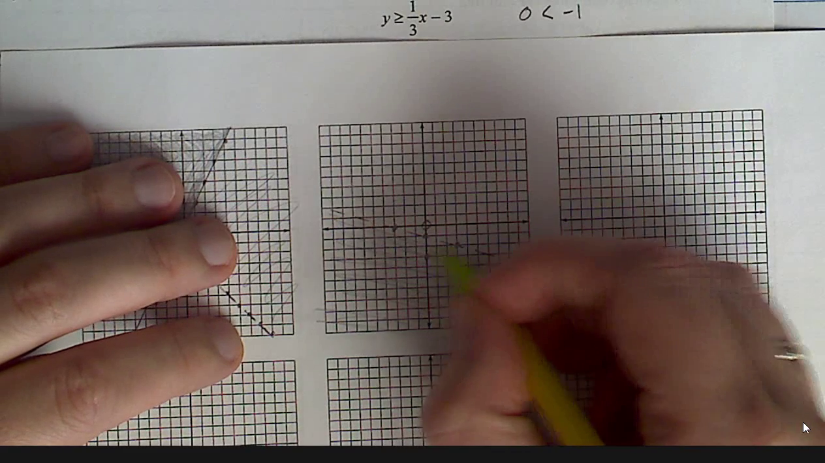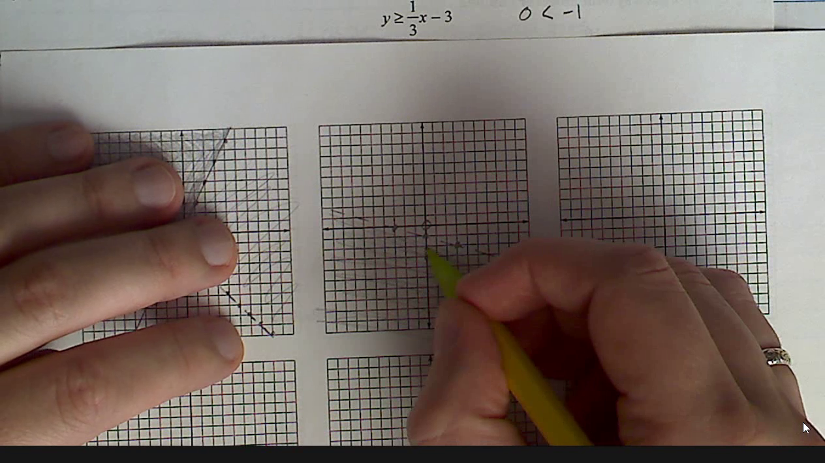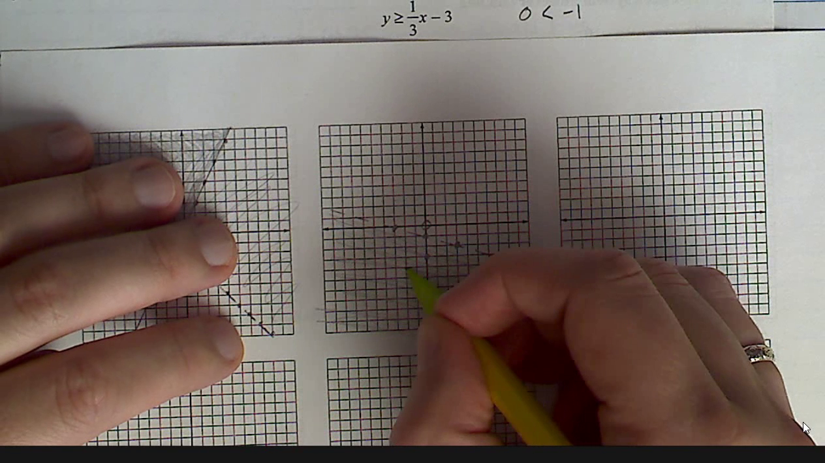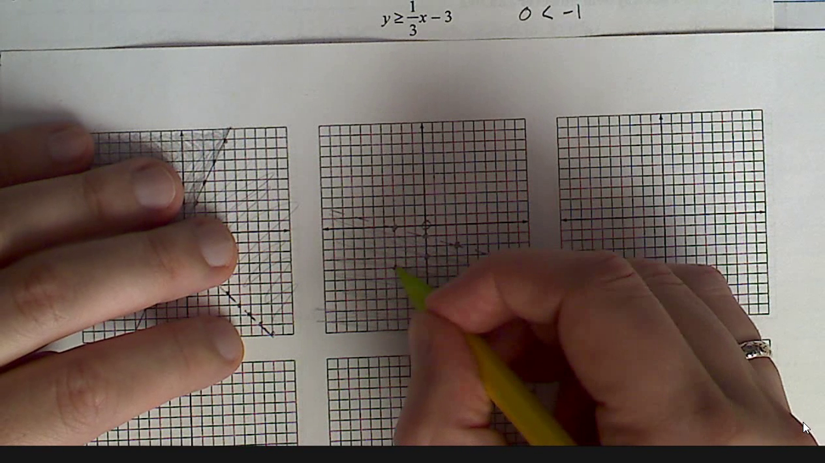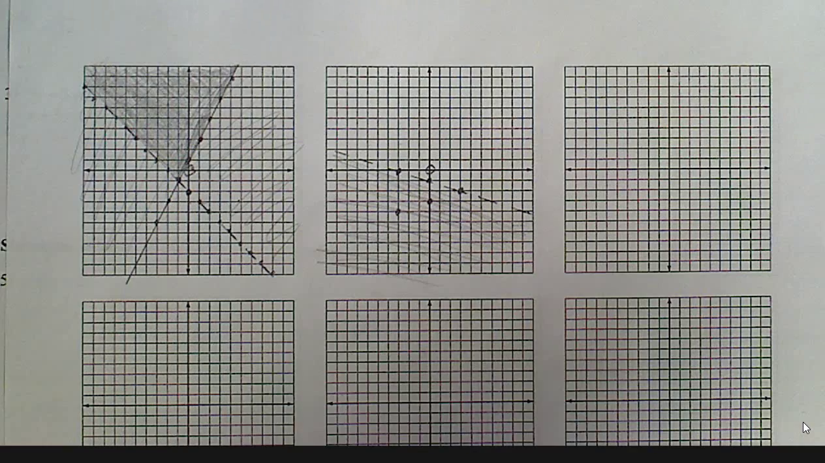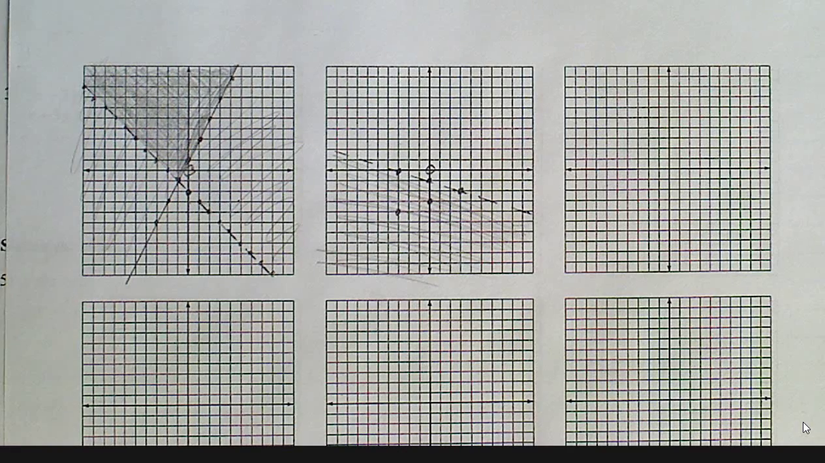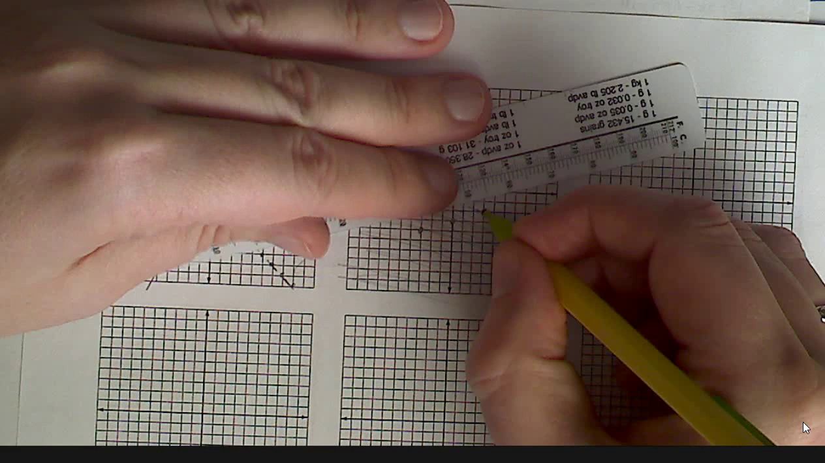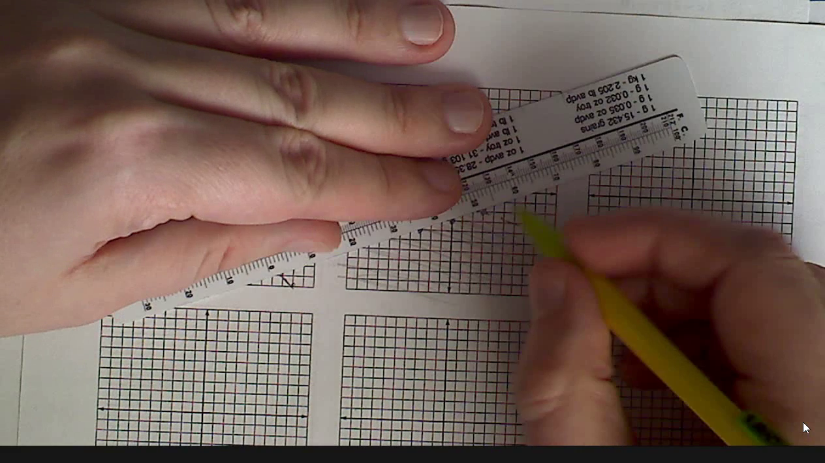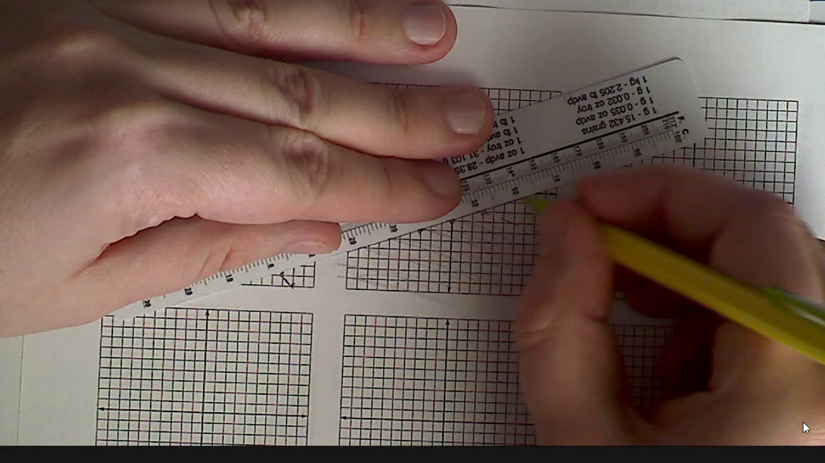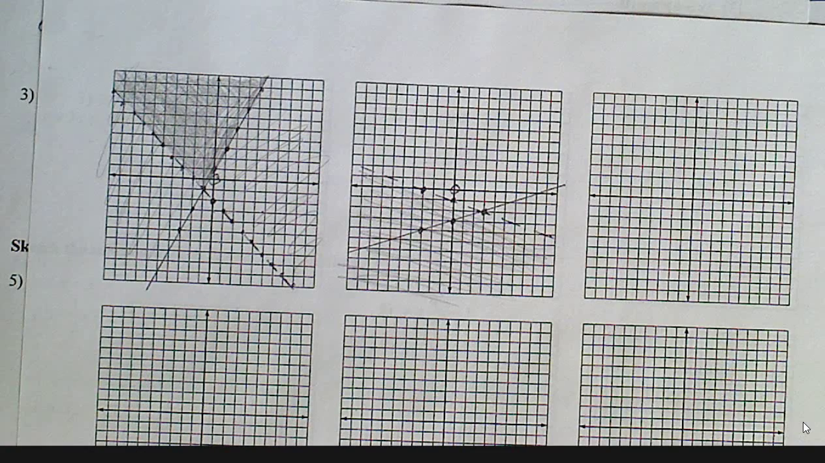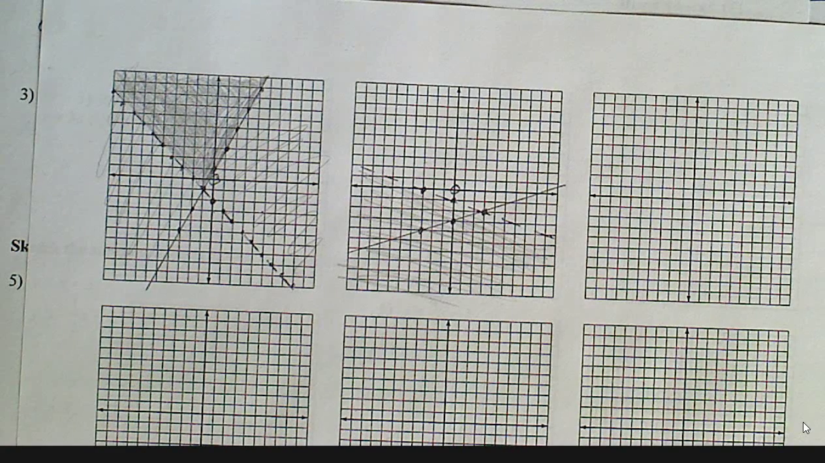Up 1, right 3. And then what else could I do? Cool. 1, 2, 3. If I could count, that would be helpful. And then, Megan, should the line be solid or dashed? Awesome. All right, and Michaela, does this second line go through 0, 0, yes or no? Okay, can I use 0, 0 as a checkpoint then?